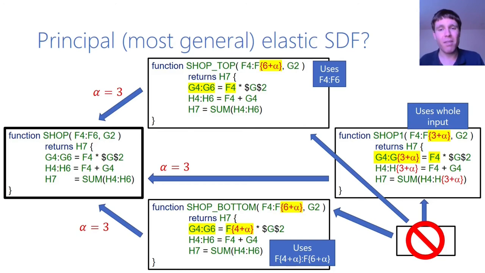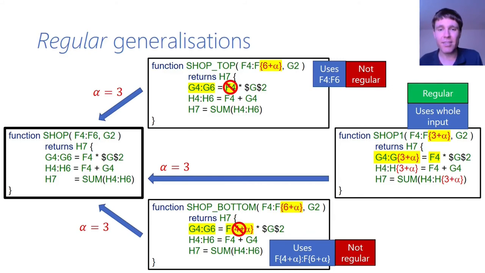So we introduce the concept of a regular generalization, which satisfies several conditions on top of well-definedness, one of which is that a cell reference can't pick three elements out of a larger tile. So shop1 is regular and the other two generalizations are not.